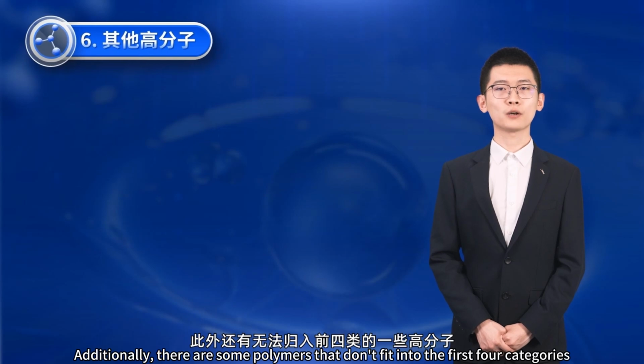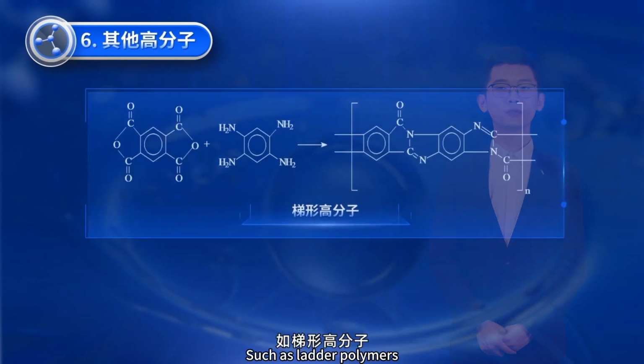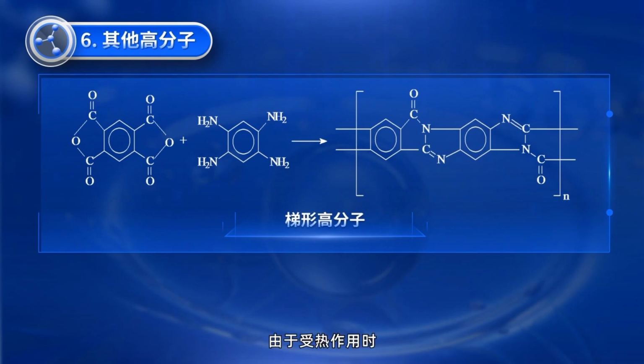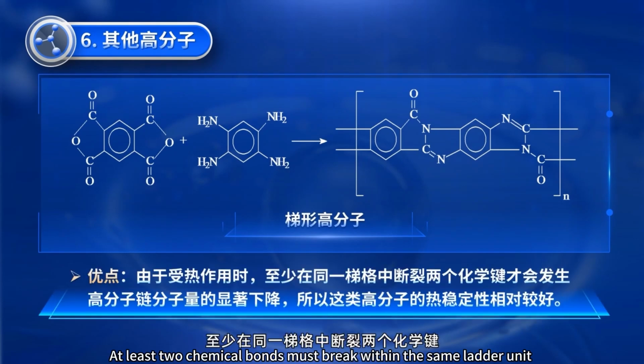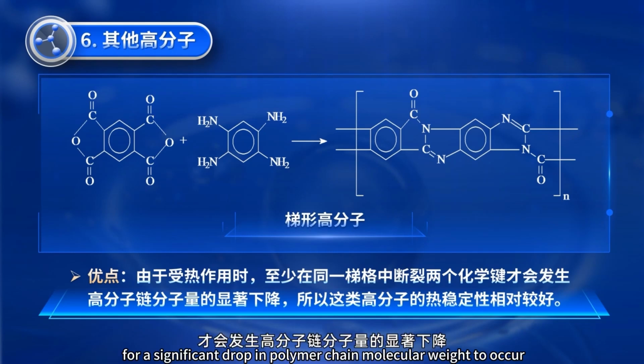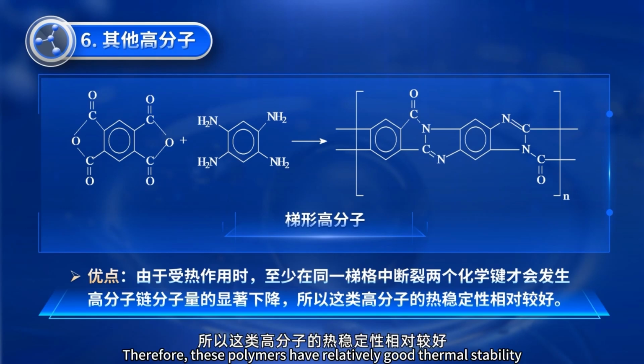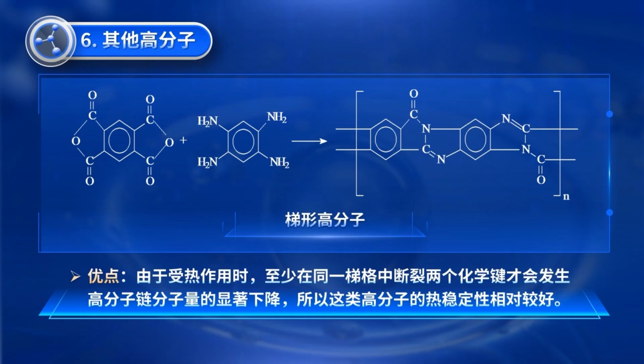Additionally, there are some polymers that don't fit into the first 4 categories, such as ladder polymers. When exposed to heat, at least two chemical bonds must break within the same ladder unit for a significant drop in polymer chain molecular weight to occur. Therefore, these polymers have relatively good thermal stability.